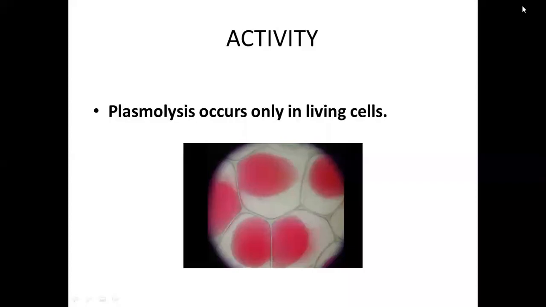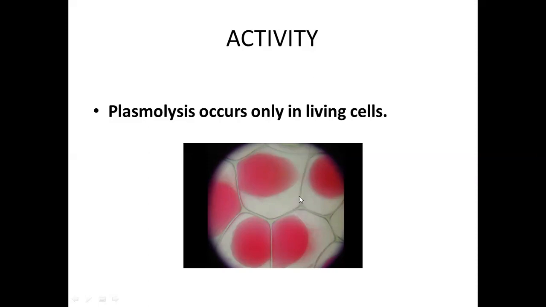Okay, students, as you have seen in the activity, plasmolysis occurs only in living cells. How do we find out that plasmolysis happens in living cells? I told you earlier, if we take a small peel and put it in boiling water, it will kill the cells. Then we repeat all the tests: we put a drop of concentrated salt solution over that peel which is boiled in water and observe it under the microscope. There will be no plasmolysis, because plasmolysis occurs only in living cells. It will not occur in dead cells.